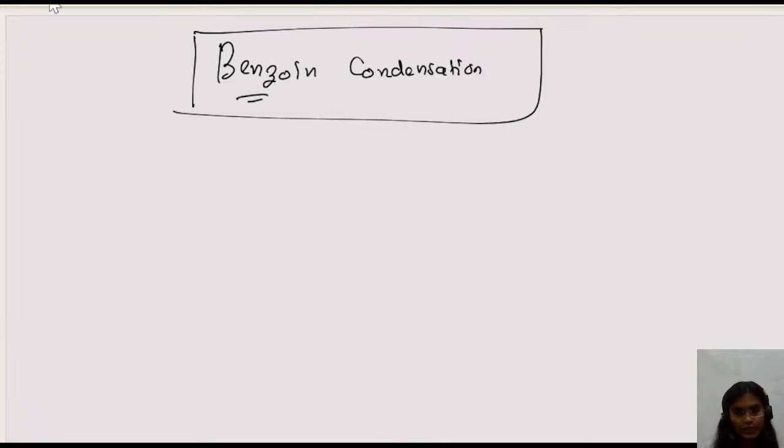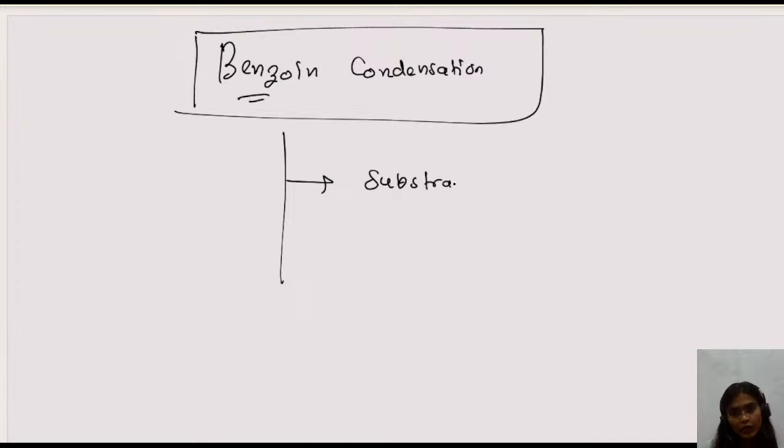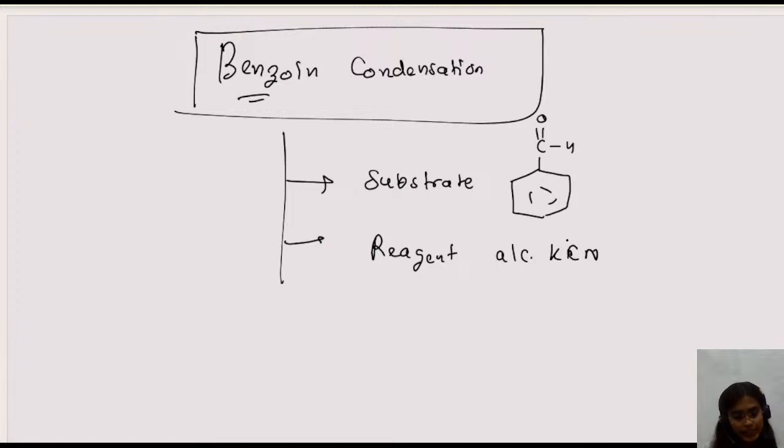Okay. So let's just write the same mind map. That is, who is going to react? Substrate. So in this case, the substrate is what? Aromatic aldehyde. Same. This aromatic aldehyde is where we are going to start. Second one, that is reagent. Which kind of reagent are we going to use? That is alcoholic cyanide. Okay, what is the final product here? That is benzoin.